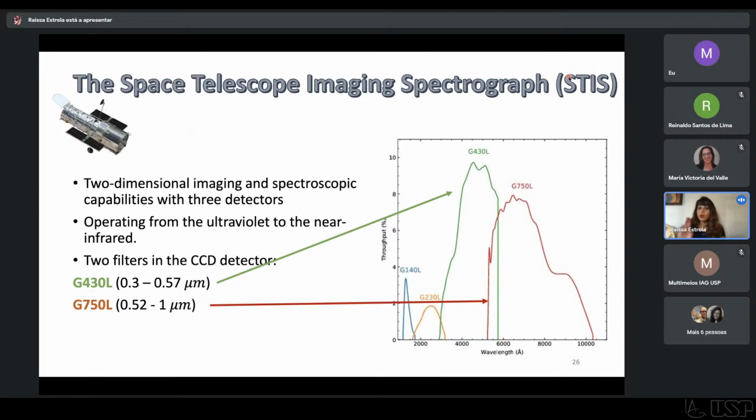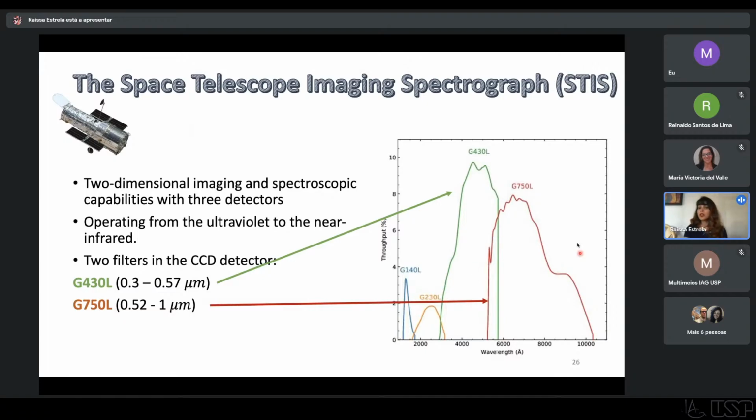STIS has two filters. One is the G430L that covers from 0.3 to 0.5 microns, and the other one is kind of a complementary filter that covers from 0.52 to 1 micron, close to the near infrared. So you can see here the throughput, which is the efficiency at each wavelength for these two filters.